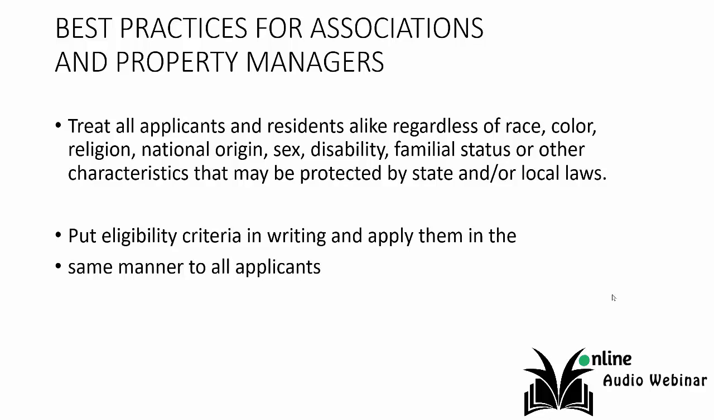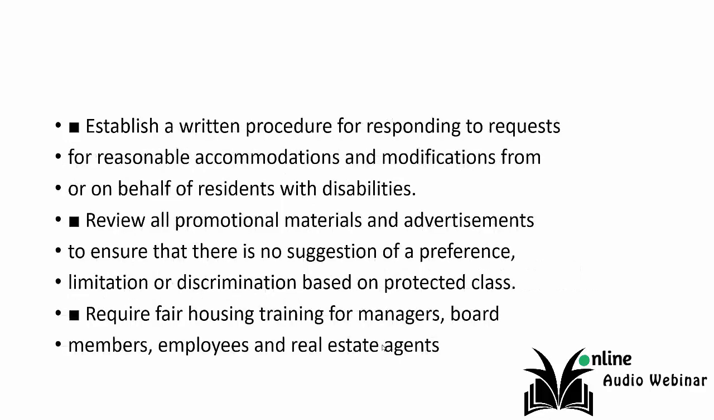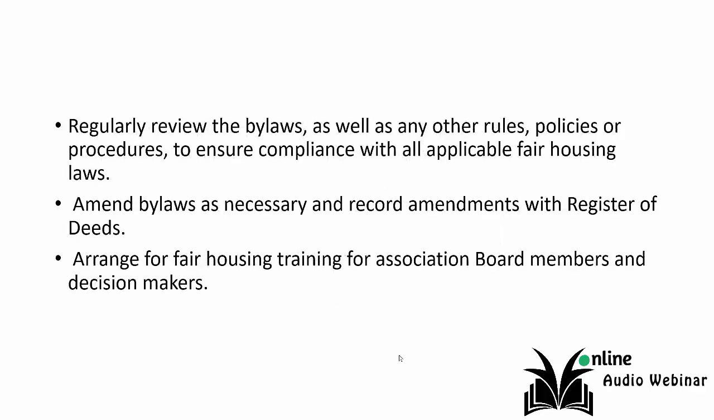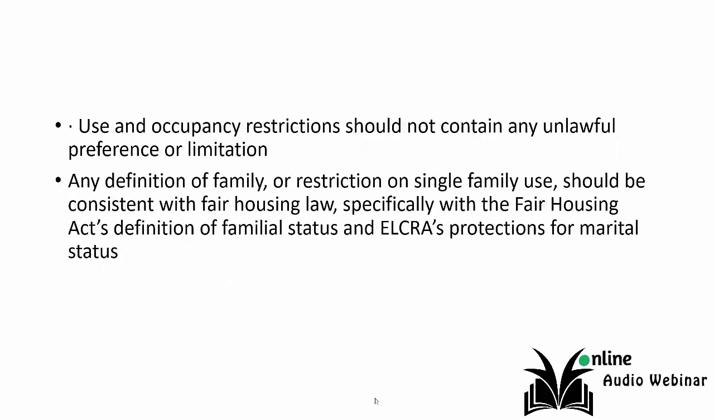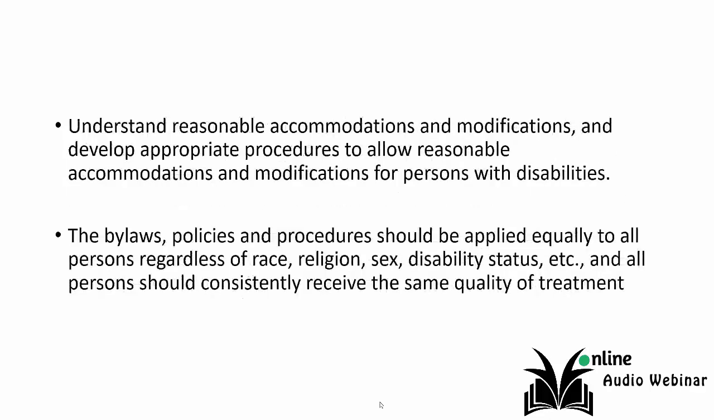Treat all applicants and residents alike, regardless of their protected classes. Establish the same terms and conditions for everybody. Establish written procedures for responding to requests. Regularly review the bylaws as well as other rules, policies, or procedures. Make sure occupancy restrictions do not contain any unlawful preferences. Limits on the number of allowable occupants should be implemented with caution. Understand reasonable accommodations and modifications and develop an appropriate procedure.